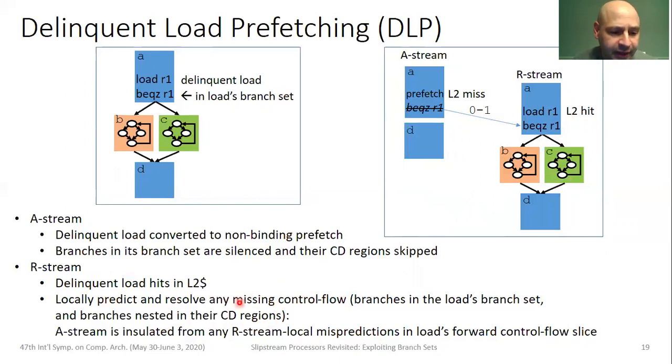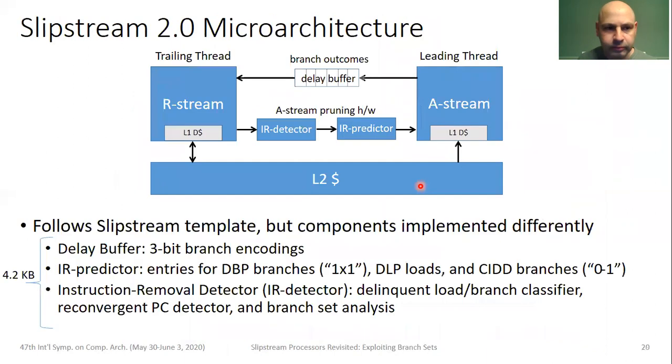And here's the key thing: the A stream is insulated from any R stream local mispredictions in the load's forward control flow slice. In short, we can tolerate this load missing even if the branch that depends on it is mispredicted. And the reason is we removed that branch and its control-dependent region from the A stream, and we're insulated from any bad effects of that branch. The R stream will resolve any mispredicts itself without affecting the A stream. So we can tolerate cache missed loads feeding mispredicted branches.